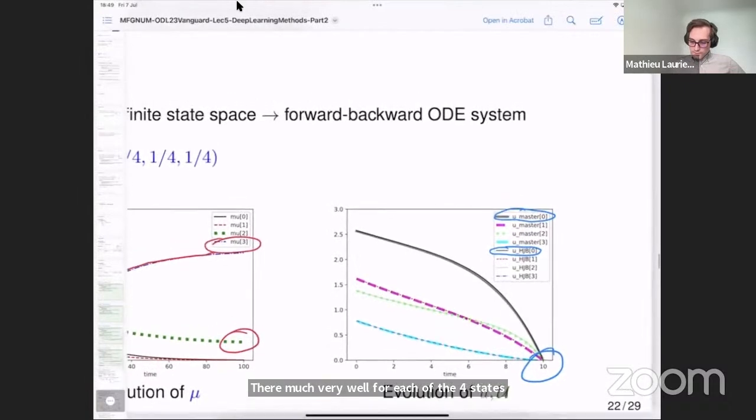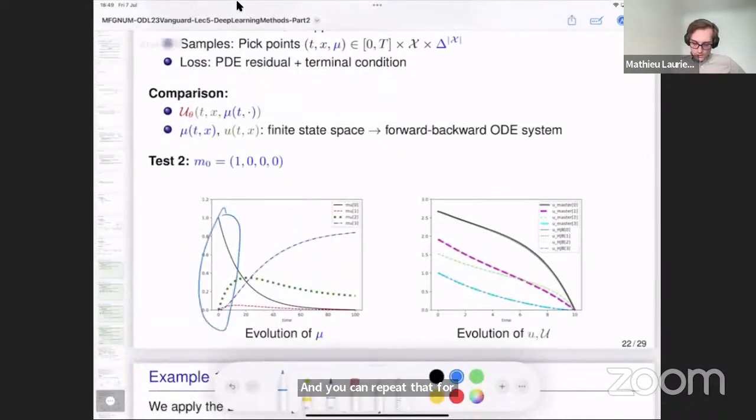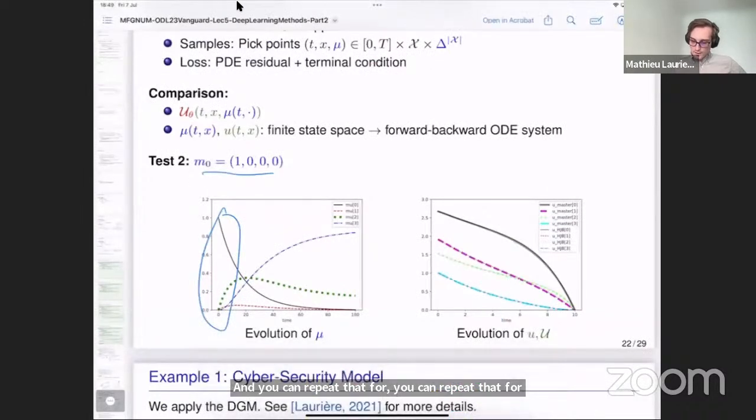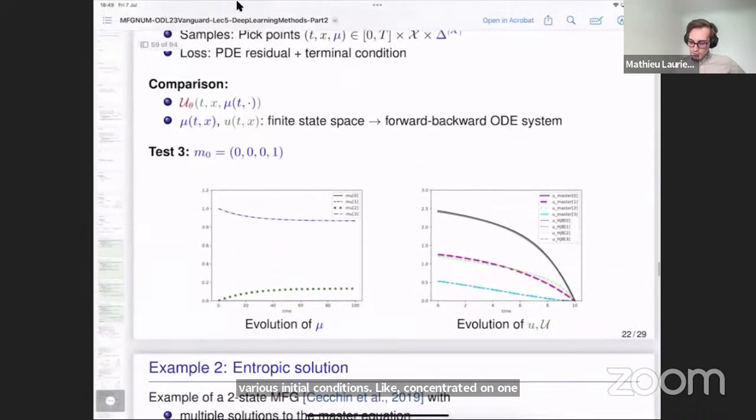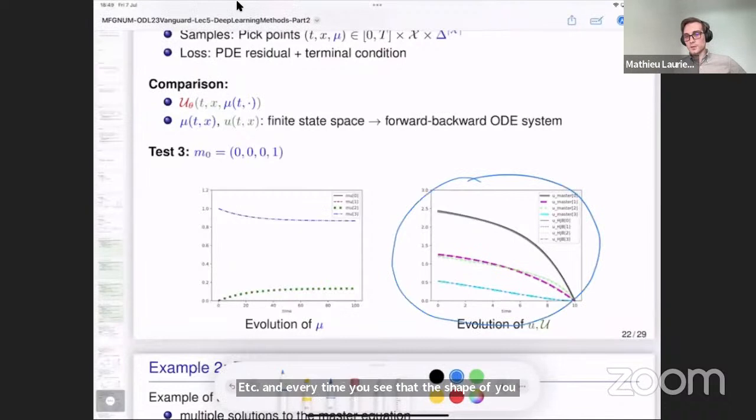And you can repeat that for various initial conditions, like concentrated on one of the 4 states, etc. And every time you see that the shape of M changes, but also the shape of U changes. And every time the neural network is well aligned with the solution of the ODE.